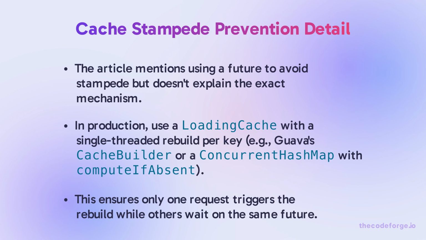The article mentions using a feature to avoid stampede, but doesn't explain the exact mechanism. In production, use a loading cache with a single-threaded rebuild per key, e.g., Guava's cache builder, or a concurrent hash map with computeIfAbsent. This ensures only one request triggers the rebuild while others wait on the same future.